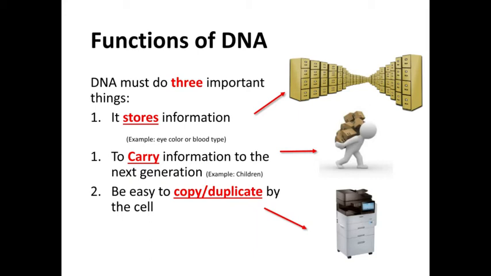So my example in the other PowerPoint was if I had a cut and I needed to make new skin cells, I need to be able to make those copies of those new cells and be able to make proteins as fast as possible. If not, I might not be able to survive.